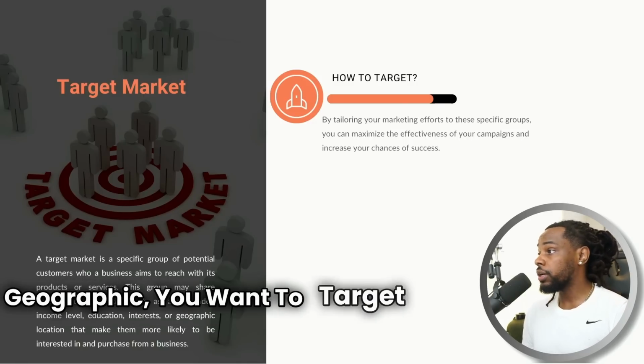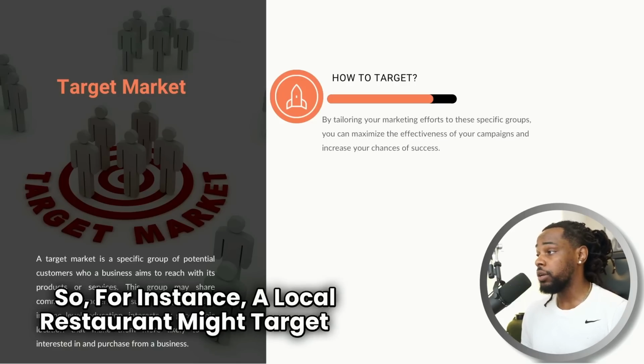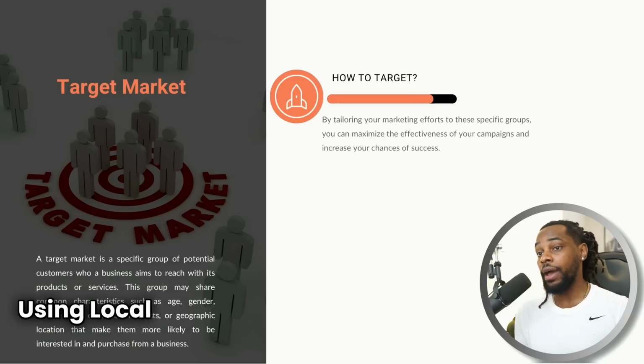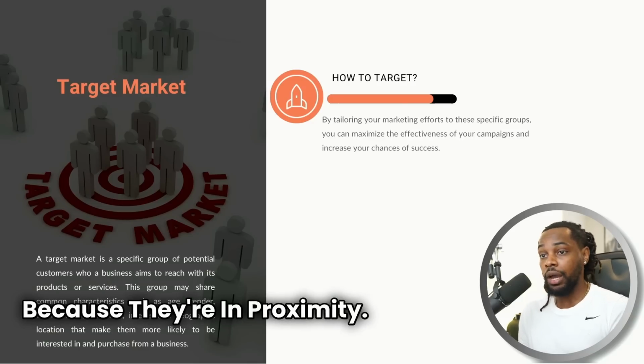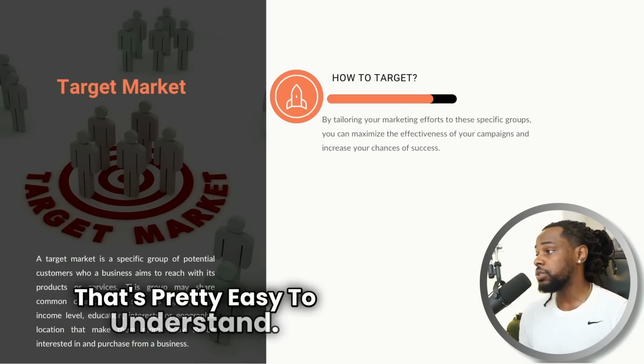Geographic, you want to target exactly where you want to focus. So for instance, a local restaurant might target residents who live within a 10-mile radius, right? Using local advertising. Why? Because they're in proximity. I want to target the people who live in my community. That's pretty easy to understand.